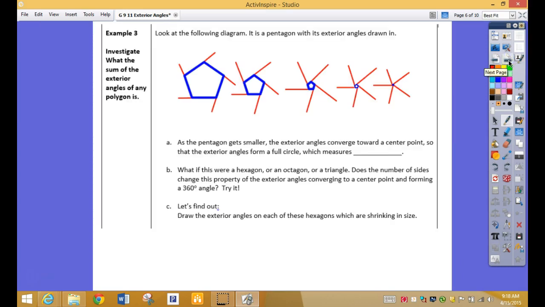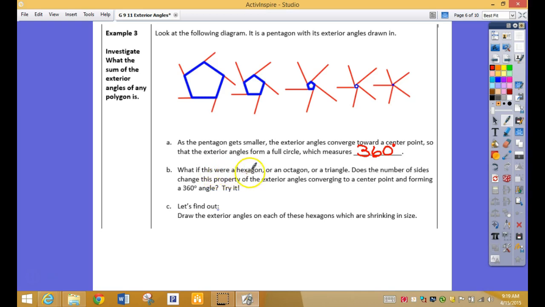Look at this diagram. This is a pentagon with its exterior angles drawn in. And as you can see, as the pentagon gets smaller, the exterior angles converge towards the center point, so that the exterior angles form a full circle, which measures 360 degrees. You see, as it progressively gets smaller and it converges towards that center, it makes that circle.